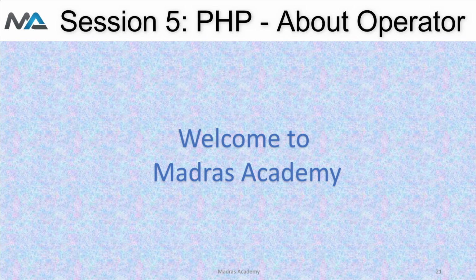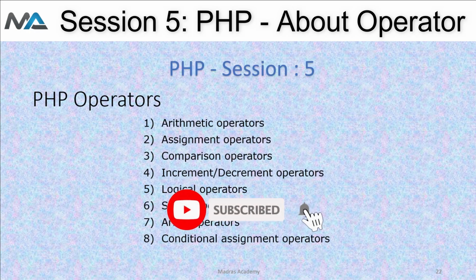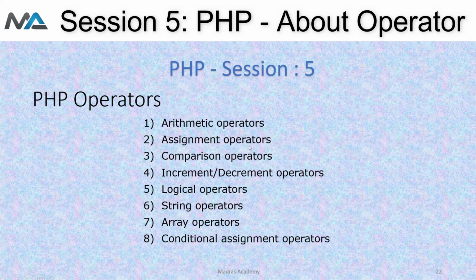In this session, we are going to learn about operators. In PHP, we have 8 operators. One is arithmetical operator, assignment operator, comparison operator, increment and decrement operator, logical operator, string operator, array operator, conditional assignment operator. So totally 8 operators we are having. How to write the operators? We'll see that.